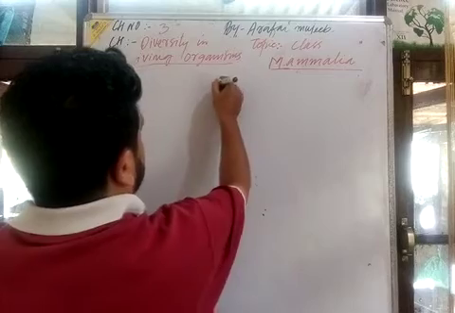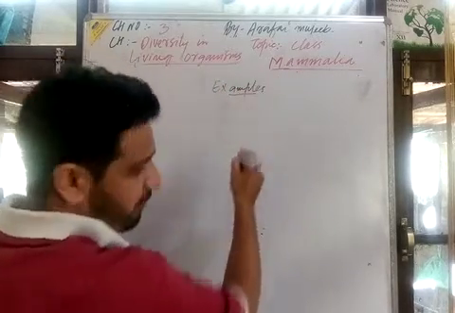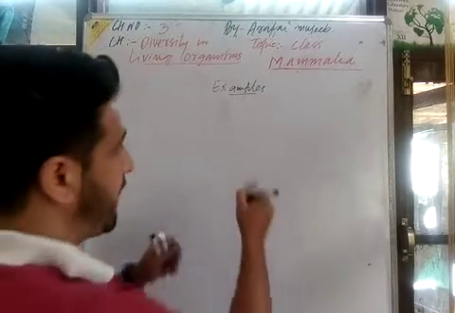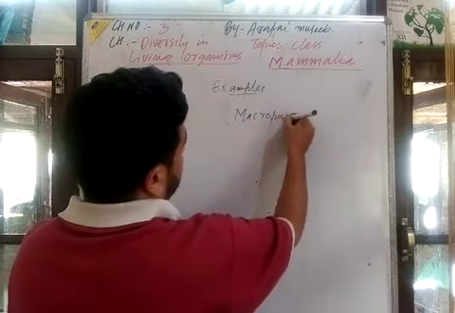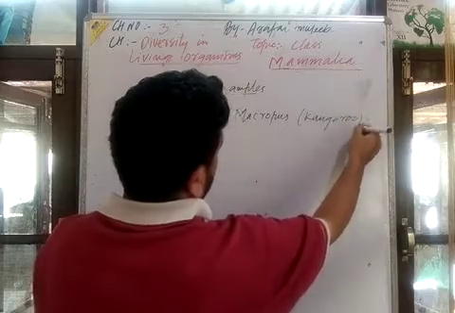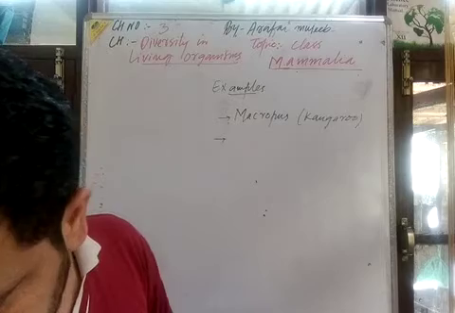Then what examples can I mention? In class mammalia you will find many examples. That is Macropus, commonly known as the kangaroo. It is found on the Australian continent.